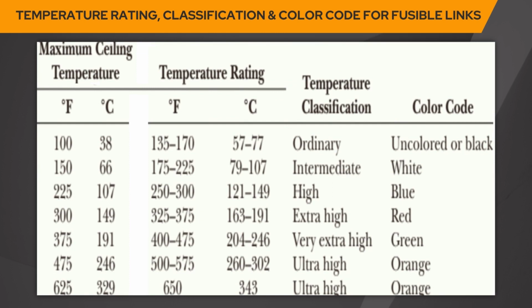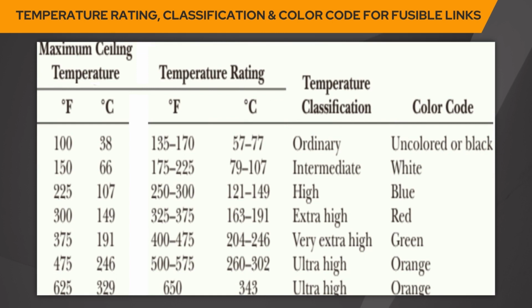If the maximum ceiling temperature is 38 degrees centigrade, then the temperature rating shall be between 57 and 77 degrees centigrade, and the temperature classification is ordinary; it shall be uncolored or black. If the ceiling temperature is 66 degrees centigrade, then the temperature rating shall be 79 to 107 degrees centigrade, the classification is intermediate, and it will be colored white.